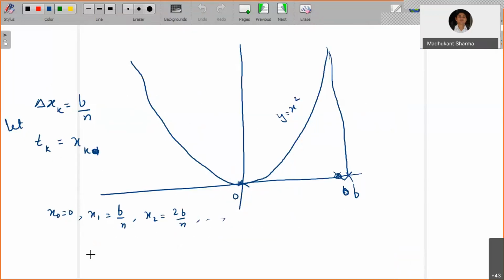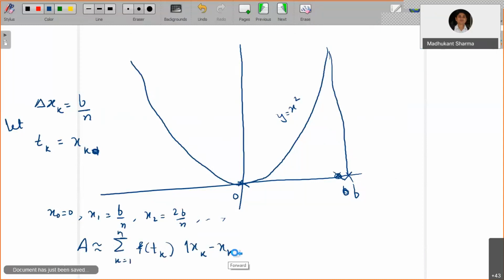So what will be the approximation? A is going to be the summation k equals 1 to n of f of tk times xk minus xk minus 1, the length of the interval. So xk minus xk minus 1 is the same as b by n, which is independent of k. So you can take b by n out.